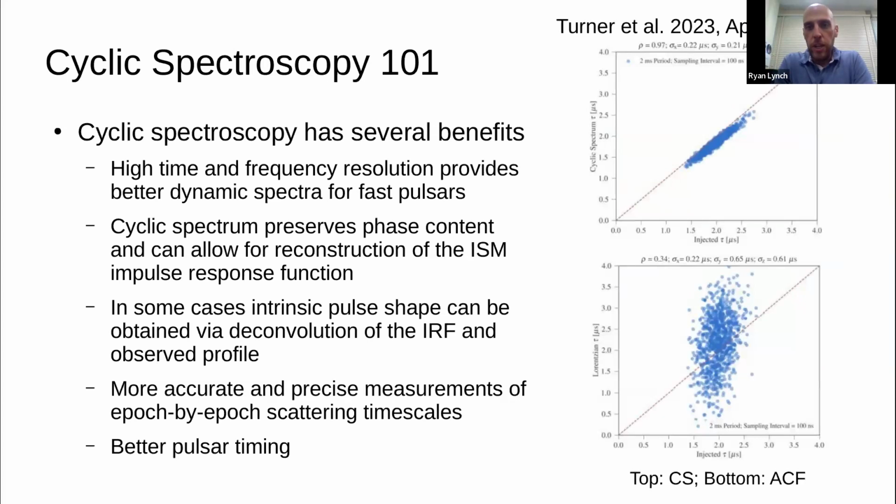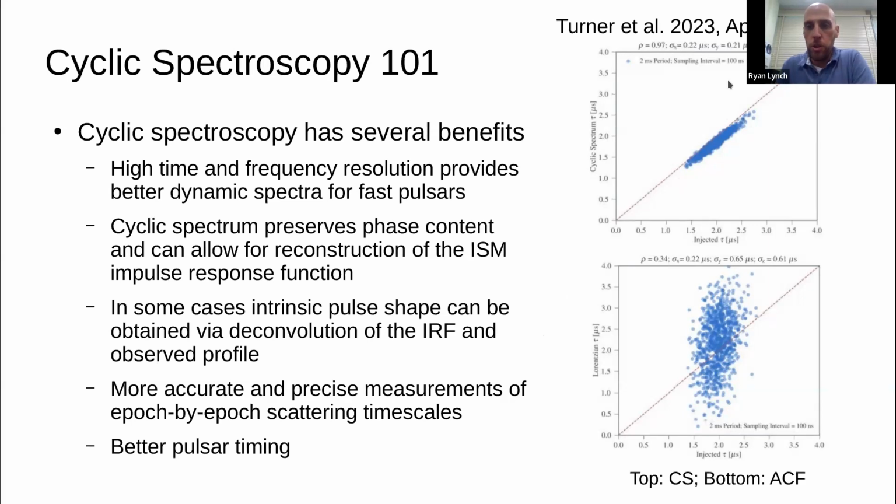Another paper by Jacob Turner showed that you also get a more accurate and precise measurement of the scattering timescales when you obtain them from the cyclic spectrum, as opposed to more traditional techniques where you're taking the autocorrelation function of the dynamic spectrum and obtaining the scattering timescale from that.